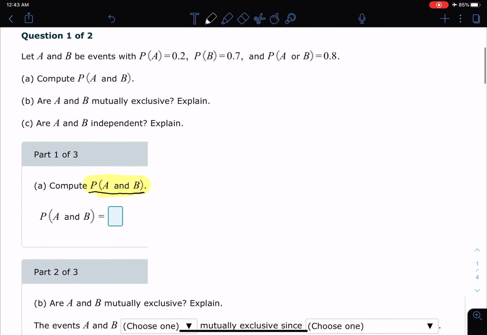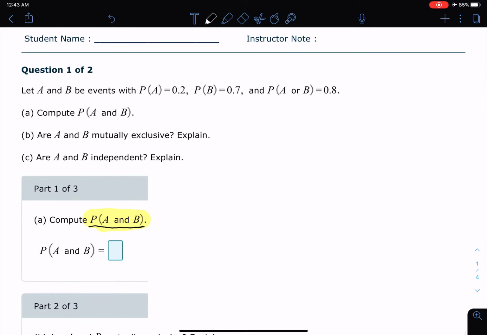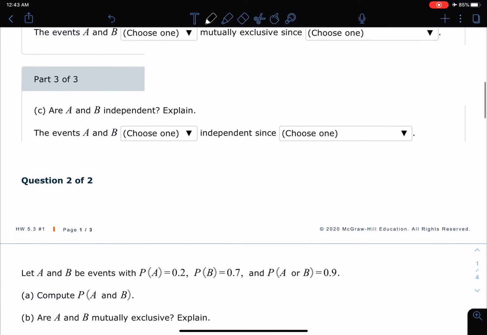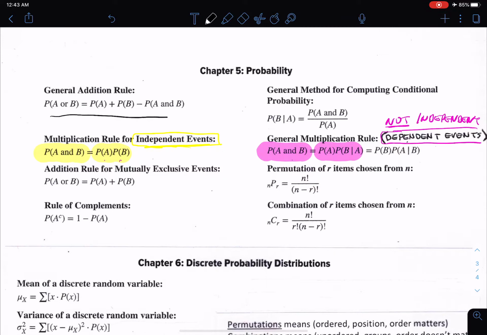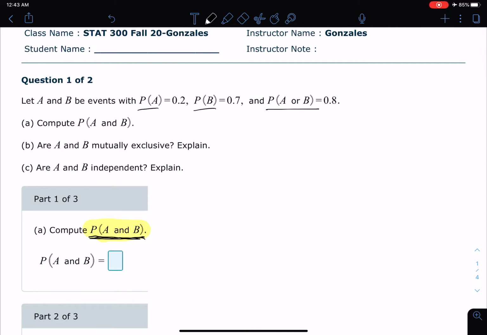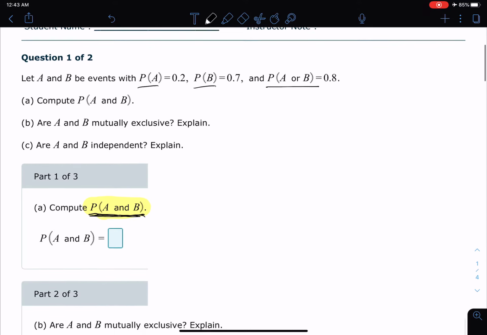So notice what is given to us. We have the probability of A, we have the probability of B, and we're also given the probability of A or B. So there is a formula that has all three of those pieces, plus it has the probability of A and B. That would be this one right here, which is called the general addition rule. So let me write this up here so you can see this.